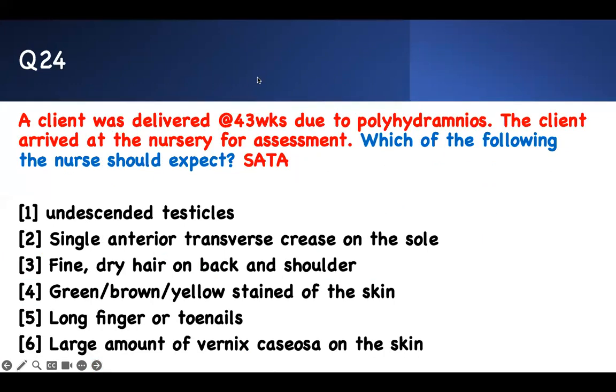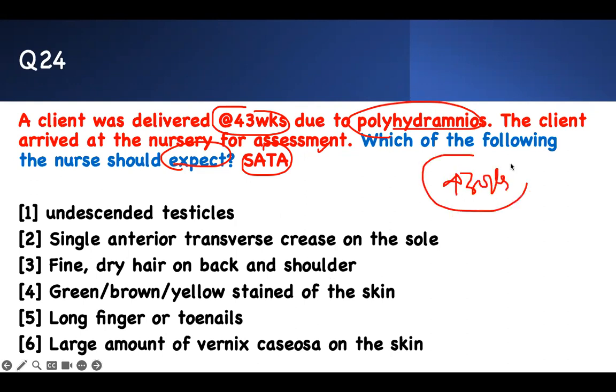Number 24. What do we have? Select all that apply. Which of the following should the nurse expect? An expected finding. A client was delivered at 43 weeks due to polyhydramnios, right? The client arrived at the nursery for assessment. Which of the following should you expect? Look at what I'm going to say. I was born at 43 weeks. What am I going to see? Rewrite the buzzword case study, and this is the way I put it: at 42 weeks, I would say I'm a grown human now. I'm no more a baby. I have features of what? An adult.